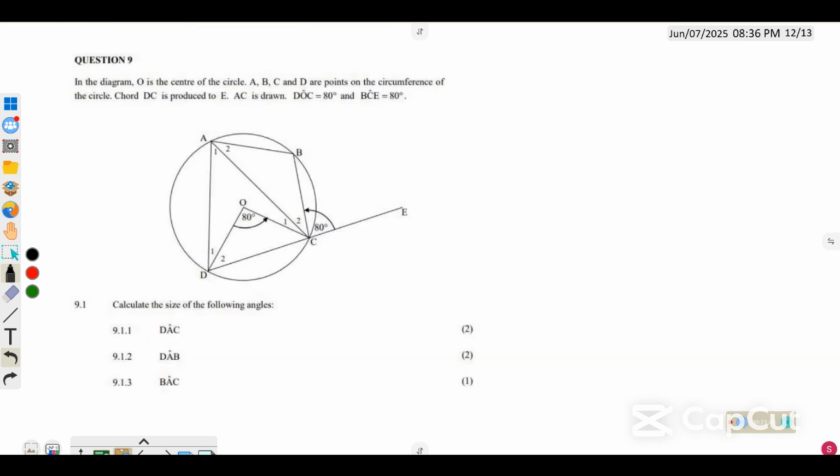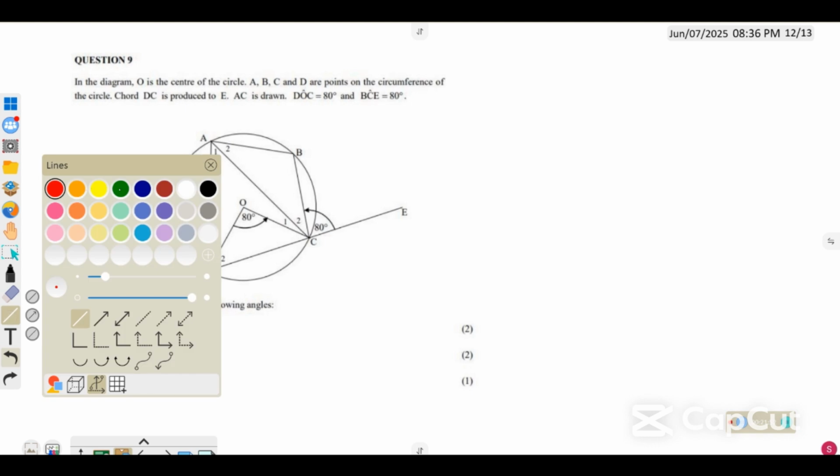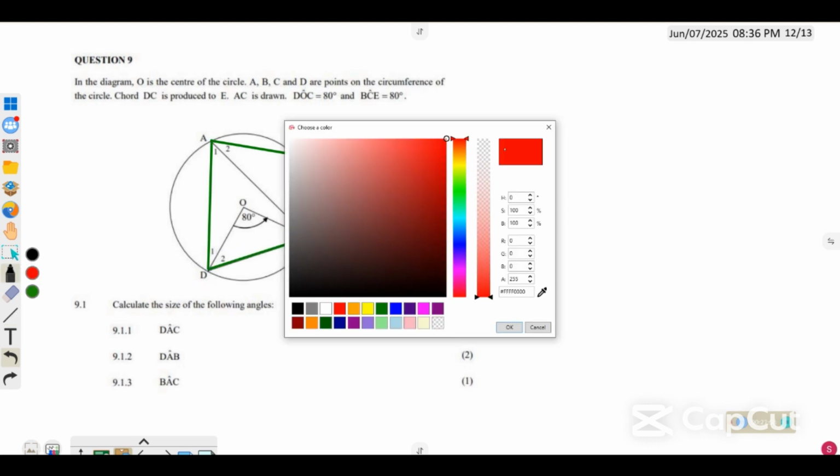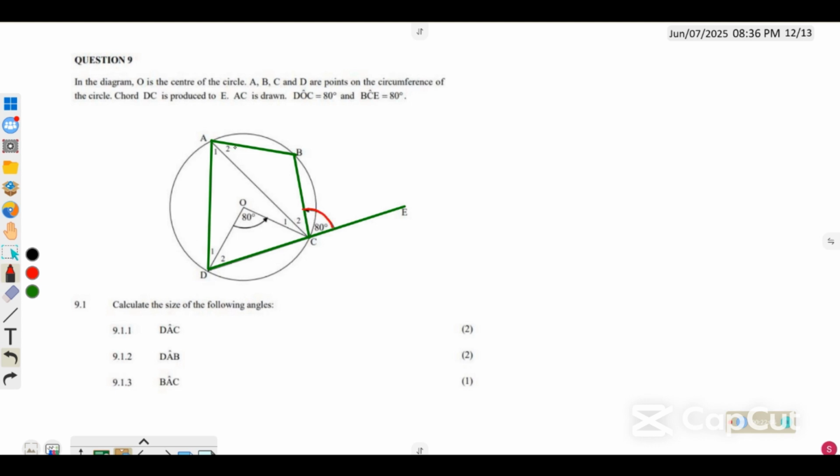Right, moving on. Let's look at this one. Again, what do we have? In the diagram, O is the center of the circle. A, B, C, and D are points on the circumference, giving us a cyclic quadrilateral that looks like that. And then the line CD was extended like that. By default, I'm already seeing that this is the exterior angle, which is equal to the interior opposite angle. Chord DC is produced to E.